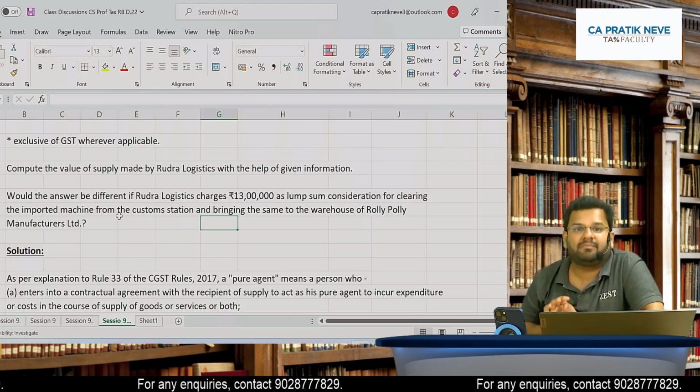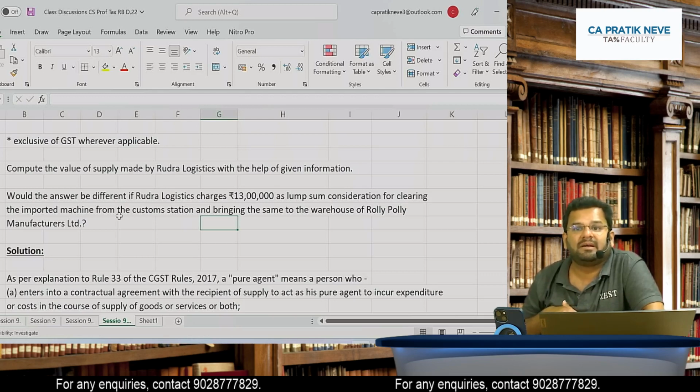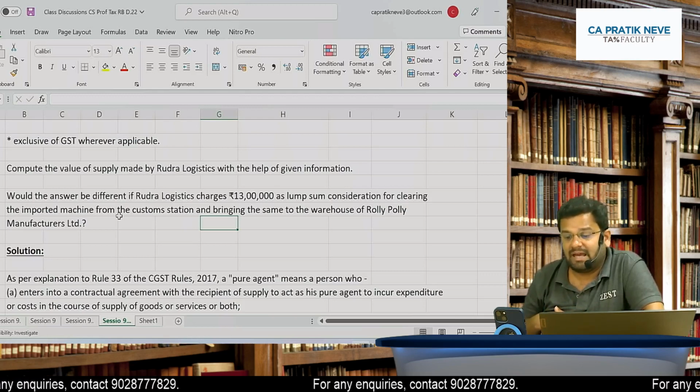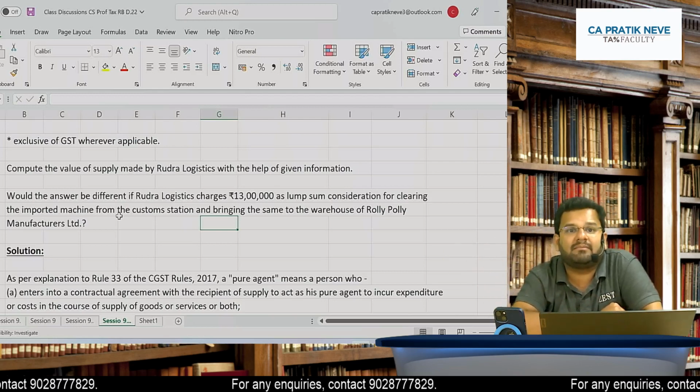What happens? What is the assessable value in that case? In that case, friends, assessable value is directly 13 lakh rupees.